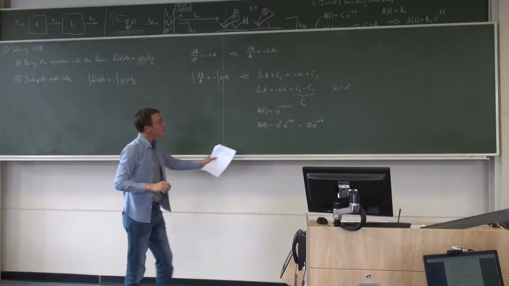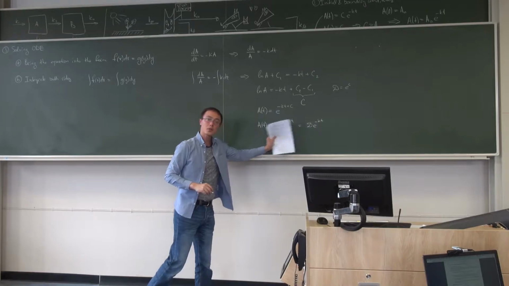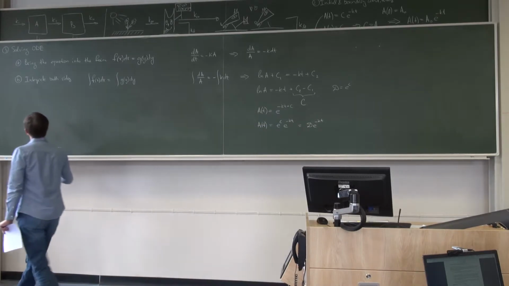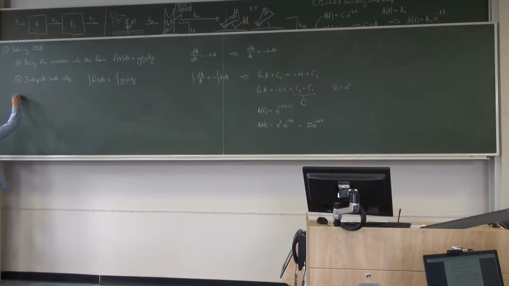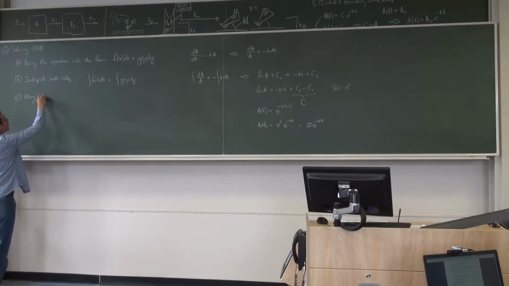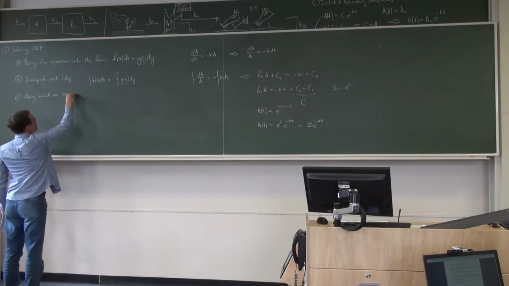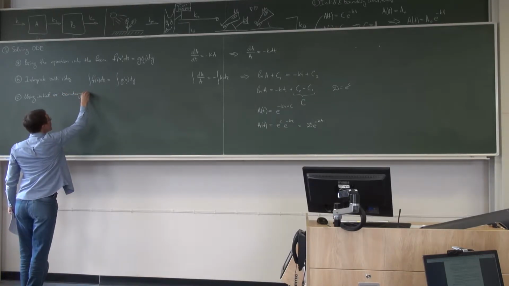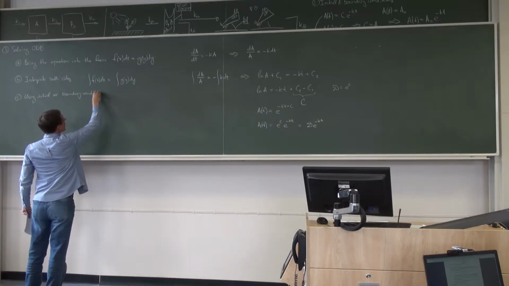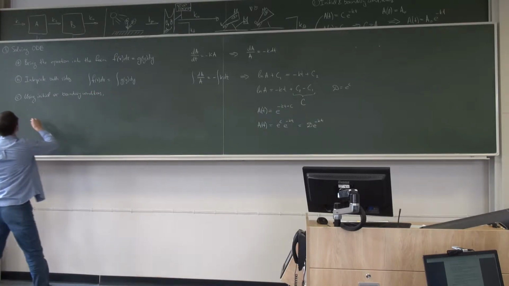And then the third step is to find out what this constant is. And so that's item C. Using initial or boundary conditions, find all constants.